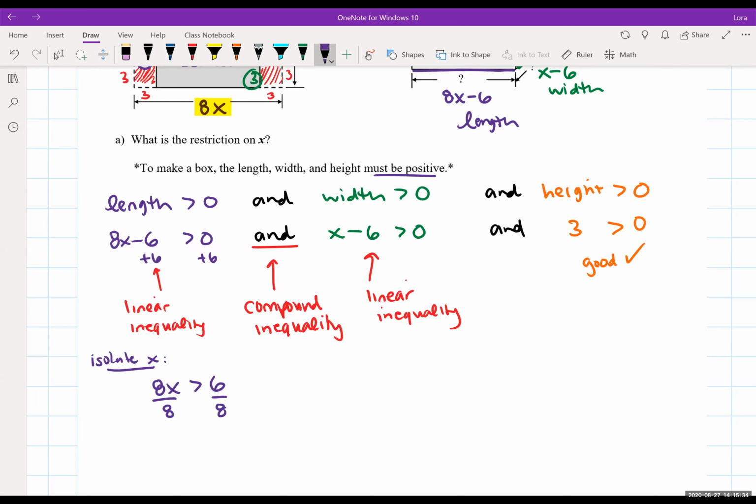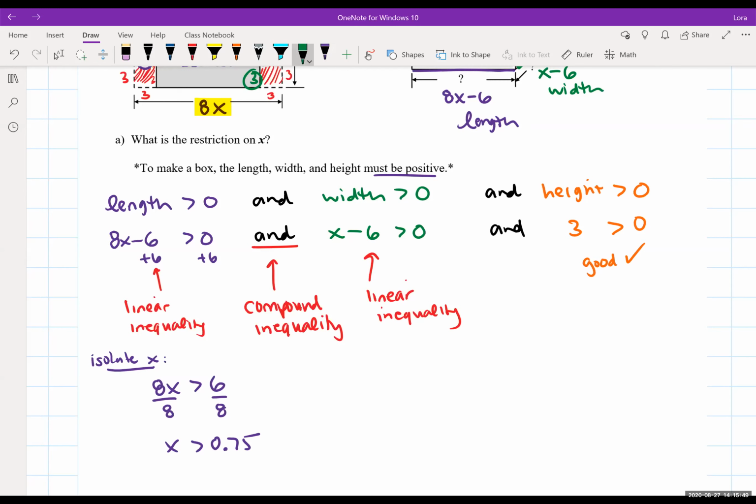So I should have x is greater than, because we're dealing with dimensions, we don't really have to have proper fractions or anything like that. 6 over 8 is 0.75. Sometimes it's easier to really picture these.